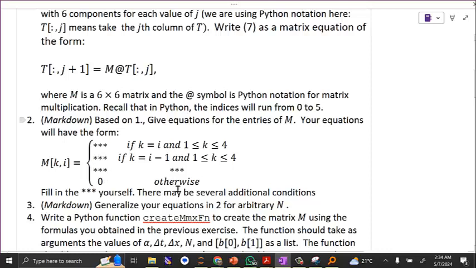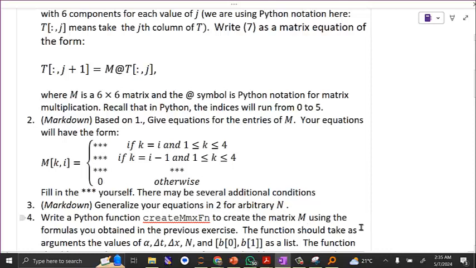So there may be several additional conditions. You can see this only goes from k equals 1 to 4. You're also going to have to deal with k equals 0 and k equals 5. So those are the 2 diagonal entries in the corners. Right? So this is for 6, and then here you should generalize for arbitrary n. Now really, if you did this correctly, you'll just change the 4 to n, or to n minus 1. So going from 2 to 3 should not be a big deal. And then write the matrix.